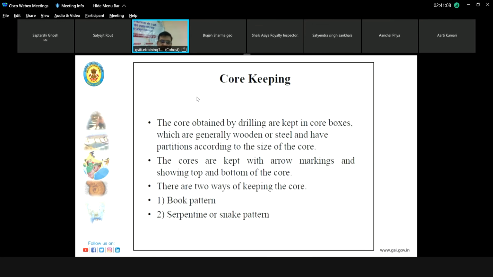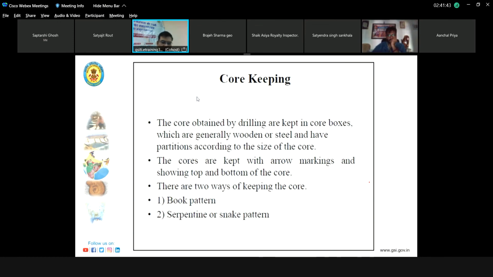Then core keeping after the borehole is completed, also in between the drilling, we have to keep that core because it is very precious. We are incurring so much money, so we have to preserve it for our future reference or for our present purpose also. In previous days core keeping was done in wooden boxes, but now it is GI boxes or galvanized boxes, to preserve the core for a long time.